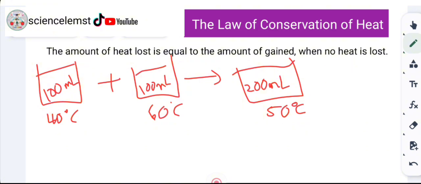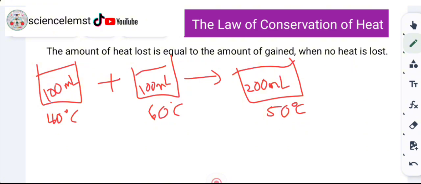I want you to prove to me that the amount of heat that is gained, or absorbed, by the substance is equal to the negative of the heat that is lost by the substance. So what are we going to do? We first need to identify which one is going to absorb the heat and which one is going to lose the heat. How are we going to do that? We are going to look at the temperatures.